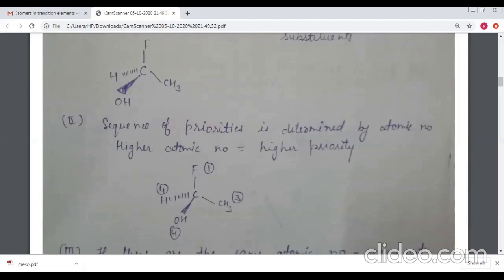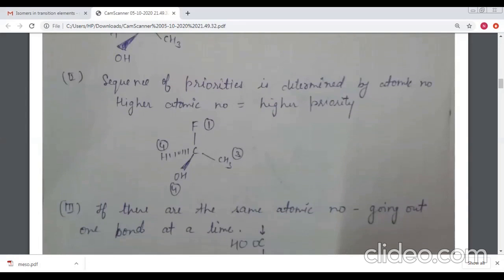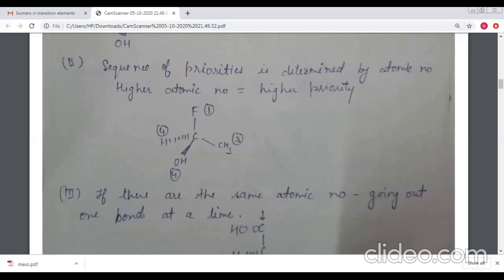It is determined by the atomic number. So it means the higher atomic number is the higher priority. Okay. So in this example, we can see that there are four different groups attached to the carbon. So according to their priority, according to their atomic number, we can give the numbers to this compound.